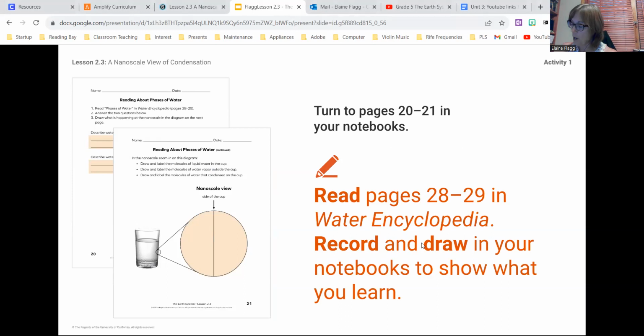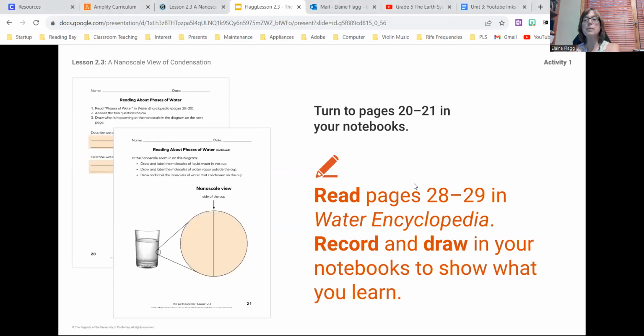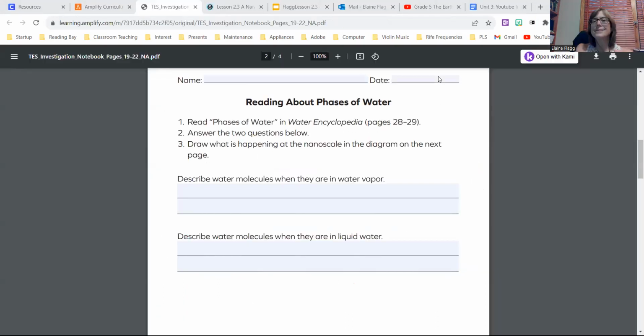It's titled Phases of Water, and you will be answering two questions in your notebook. Hold on one second. Let me pause for just a moment so I can make sure I have everything I need. Okay, thank you. I am now ready.